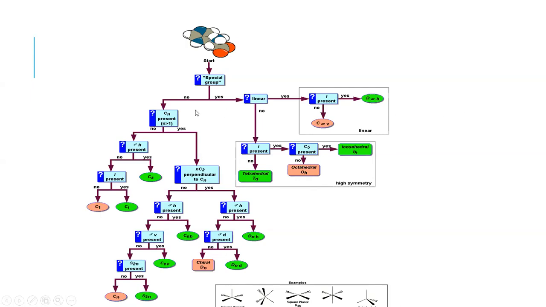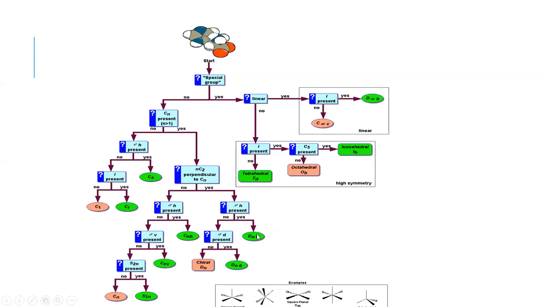Now, normal groups. Suppose your molecule doesn't belong to any of these, then we have to go into the left side of the flow chart. The first question you have to ask is if at all there is a CN axis present. If yes, then the next question is whether there are N C2s perpendicular to this CN.